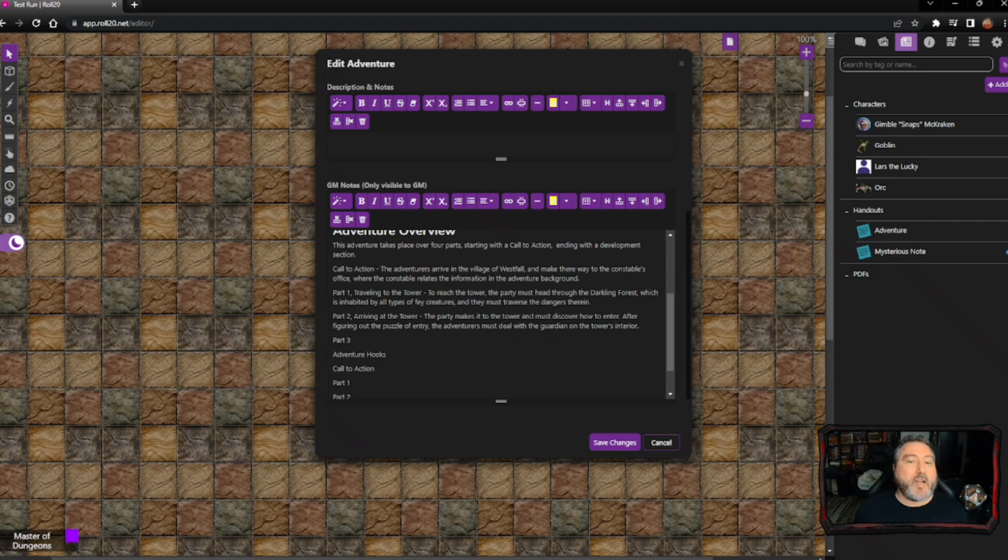So the party arrives at the tower and must discover how to enter. After figuring out the puzzle of entry, the adventurers must deal with the guardian in the tower's interior. So just taking that for an idea, what we're going to do most likely for part two is, the idea coming to my mind is the party will arrive at the tower, and of course when they get there, there's no door.